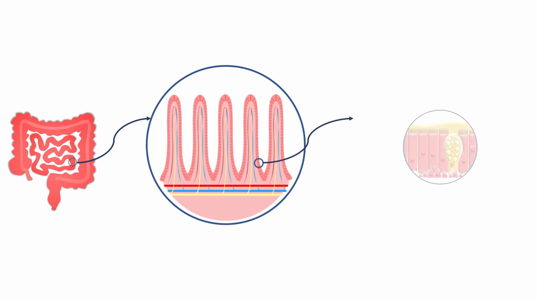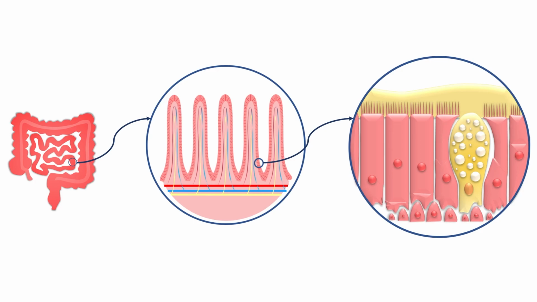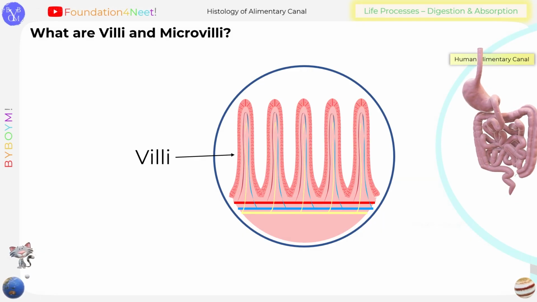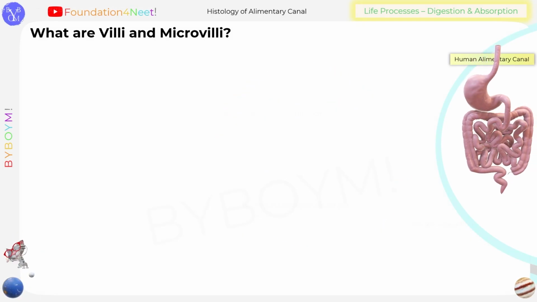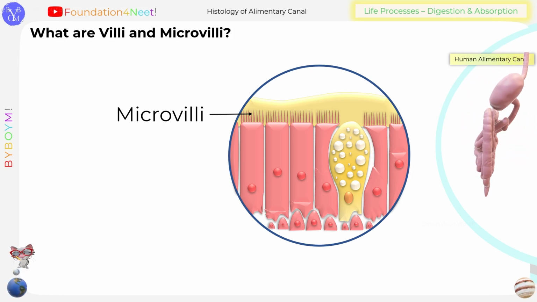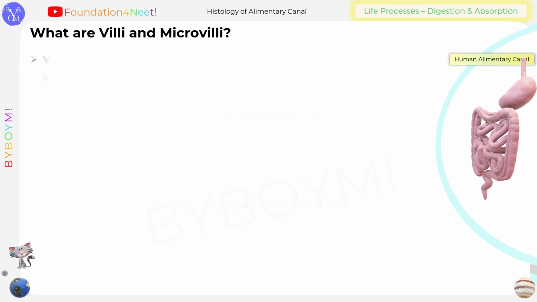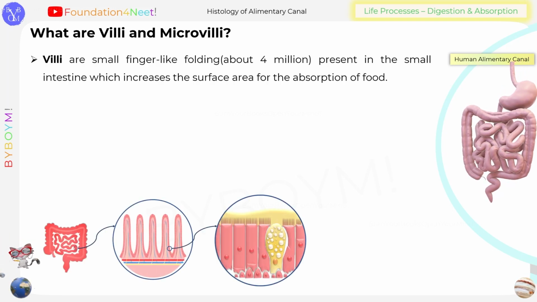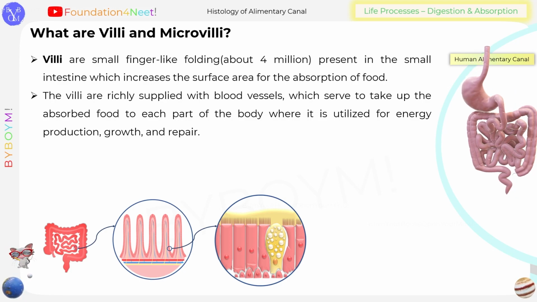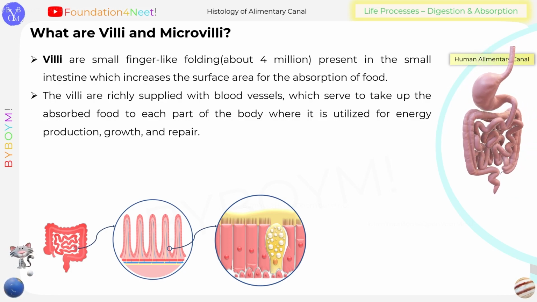Both villi as well as microvilli serve to increase the surface area for absorption. So villi were small finger-like foldings that were present in the small intestine, whereas microvilli are cytoplasmic extensions of the plasma membrane of the epithelial cells lining the villi. This basically has been done for only increasing the surface area for absorption.